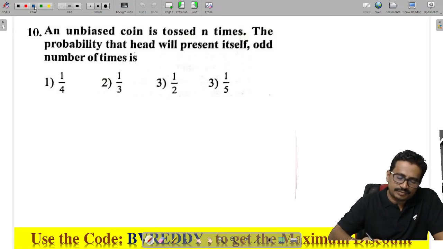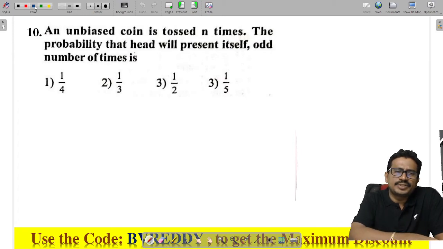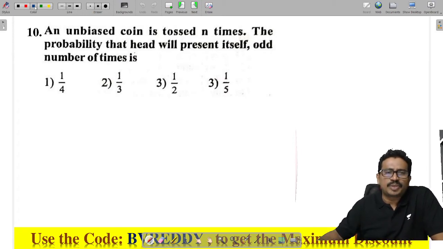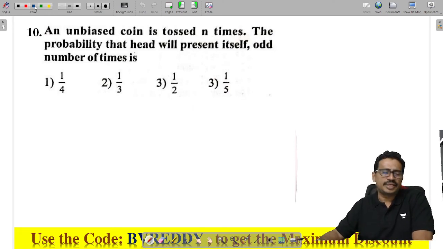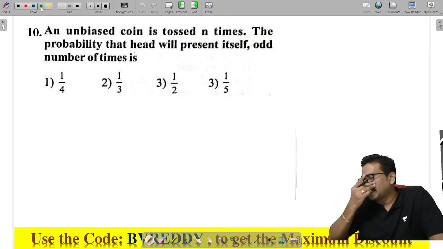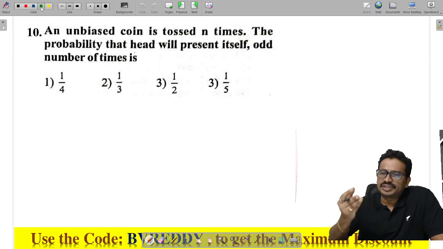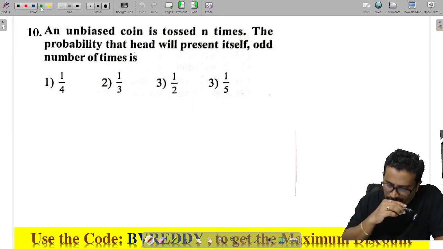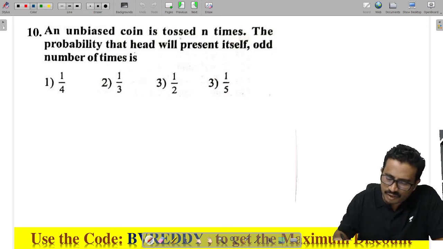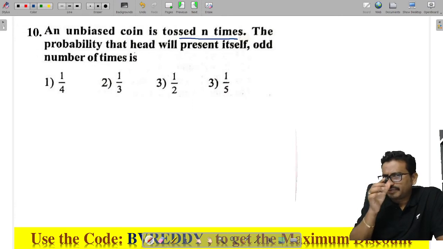And next, an unbalanced coin is tossed n times. The probability that head will present itself an odd number of times. Odd number of times means what? Head will appear an odd number of times: the first time, next the third one, next the fifth one, like that. Here this is a finite number of times, so here we use the binomial theorem.